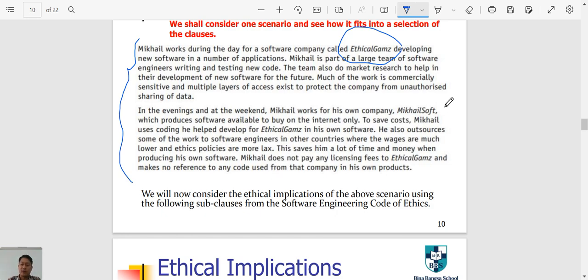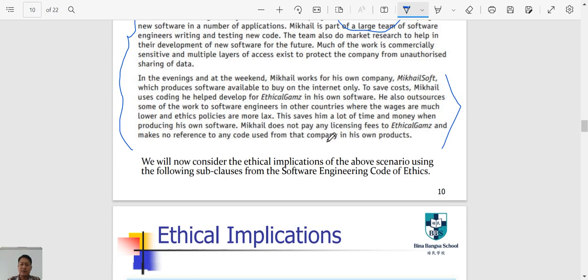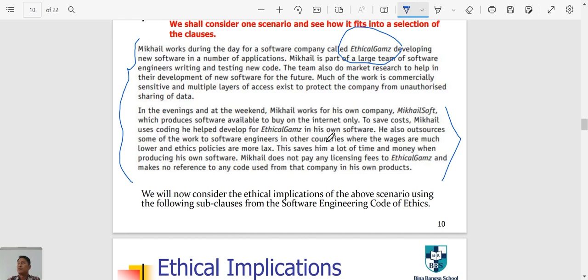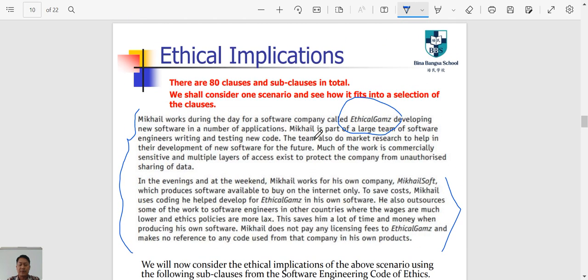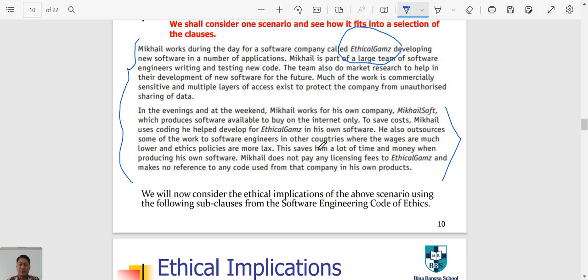and paying them a low cost. So the ethical implications here, of course: you cannot serve two masters at the same time. For example, using company resources for personal use is an ethical issue. You are not supposed to use the resources of the company for personal use.